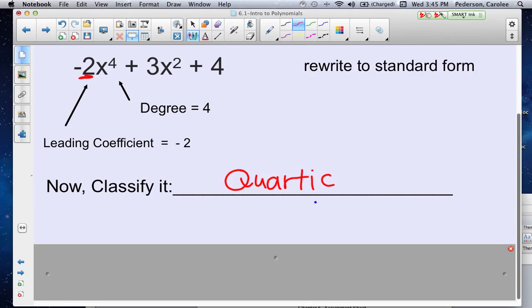Then the next thing to classify it is by how many terms it has. 1 term would be a monomial. 2 terms would be a binomial. 3 terms would be a trinomial. And this is what we have, a trinomial. So the name of this polynomial is a quartic trinomial.